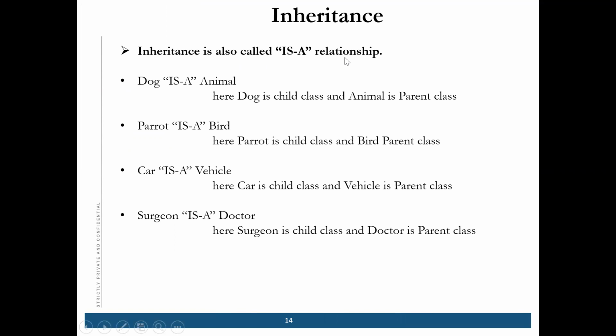So what are the properties of inheritance? Inheritance is a relationship. Okay, it's also called an is-a relationship. Inheritance is called an is-a relationship, like dog is a relationship with animal. That means this child class has a relationship with parent class. Similarly, parrot is a relationship with bird, like parrot is a child class and bird is a parent class. Similarly, car is a relationship with vehicle and surgeon is a relationship with doctor. It's just to tell you that this is a relationship, which we call inheritance.